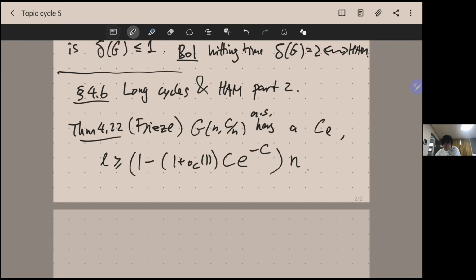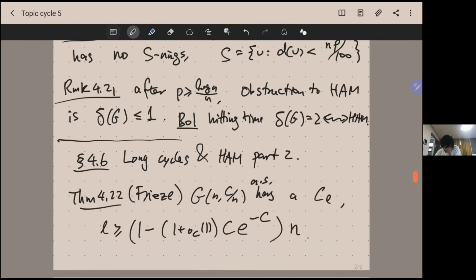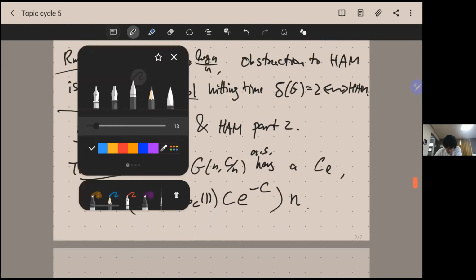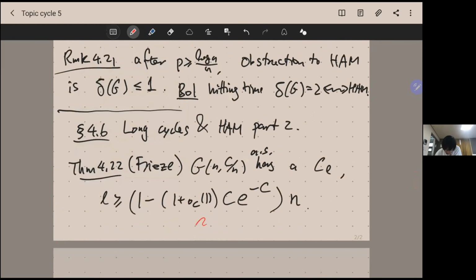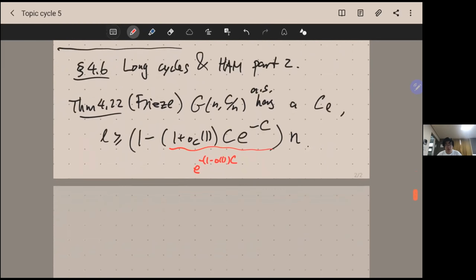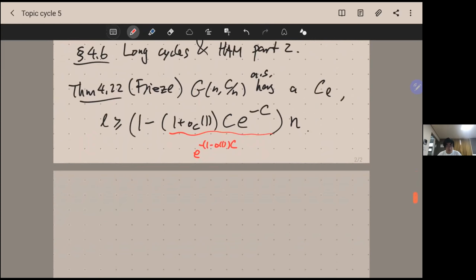Compared to before, what happened to before? Let me write it here. Before we had the error term, it's actually e to the... Okay, we remove the exponential error and obtain the asymptotic form. It should be a capital C in front of e to the negative c, times 1 plus little o(1). So it's a really, really precise form. This is the best possible form, basically. The long cycle.